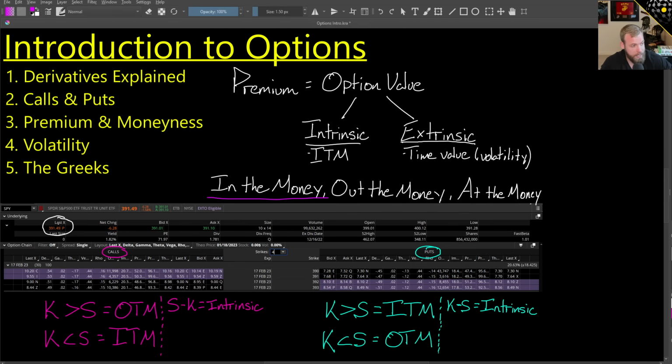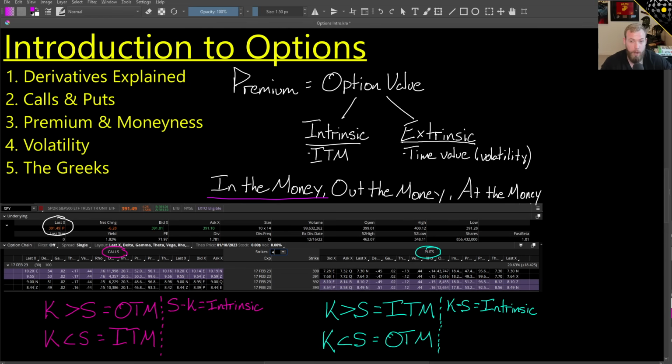So right now in this example, I took the screenshot a little while ago, but in this example SPY was trading at 391.49. This is the security price. If we look at this 392 call, that is our strike price. So is 392 greater than 391.49? In that case, the answer is yes. So in this scenario, that option is out of the money.